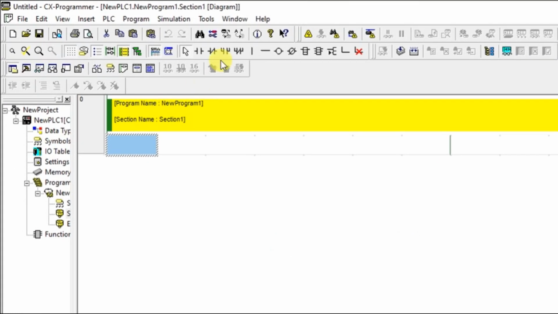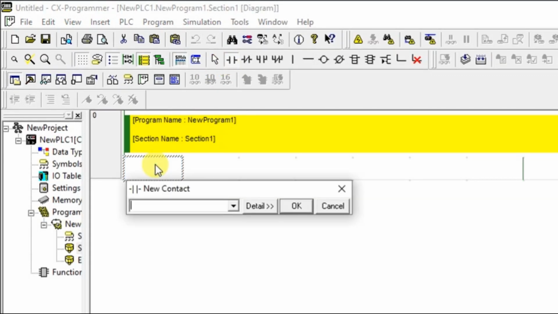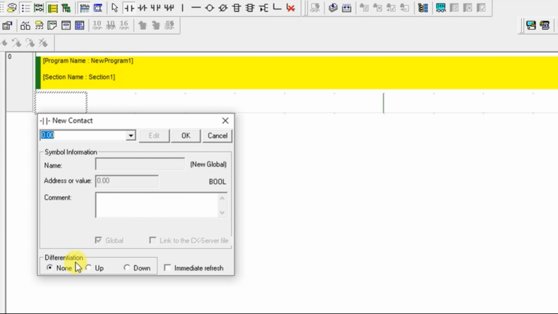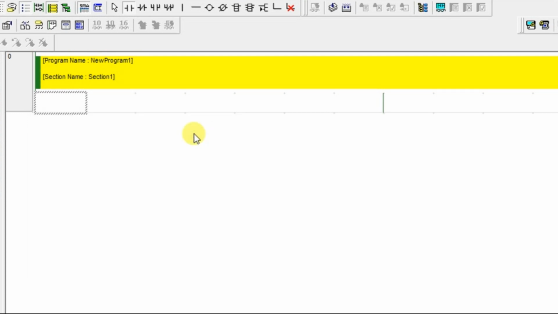So let's see in the programming. I'm going to take a normally open contact and go for the detail option. Give the address of that. I'm going to give 00 and okay. In this detail, you can see the default option chosen is none. So go for up. What does this up condition mean? Whenever this particular input goes from off to on condition, it will give one pulse. Since it is from off to on, 0 to 1, this is called the rising edge. It will give a pulse at the rising edge. So let's choose up and go for OK.